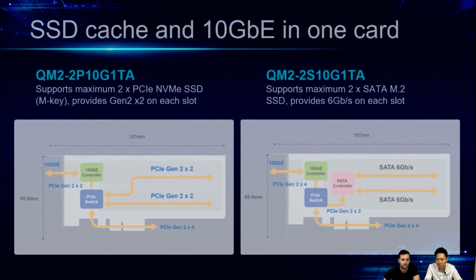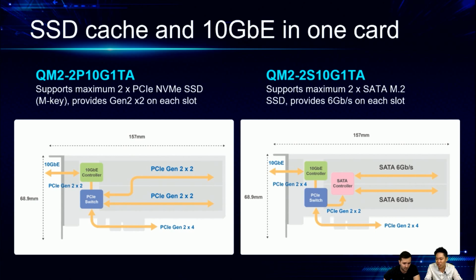And of course, here are some detailed designs. We have different QM2 cards. We support both SATA and PCIe interfaces. Of course the PCIe interface is faster, but you can choose whatever you want, or even combine it with 10 GbE.